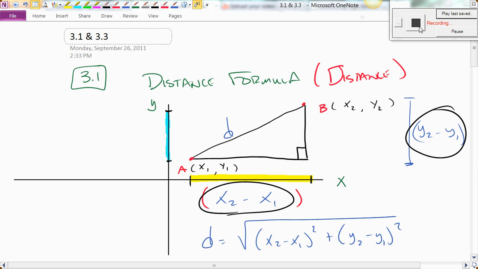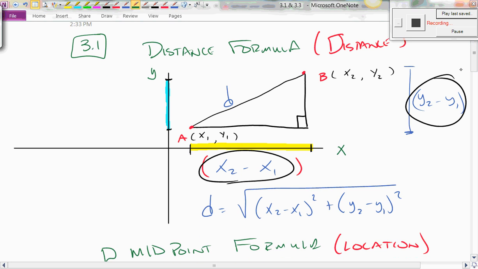Alright, so today in Advanced Algebra Trig, we covered section 3.1 and 3.3. The two big important ideas from 3.1 are reviewing of the distance formula and the midpoint formula. So the distance formula, we set it up, gives you a distance, of course.